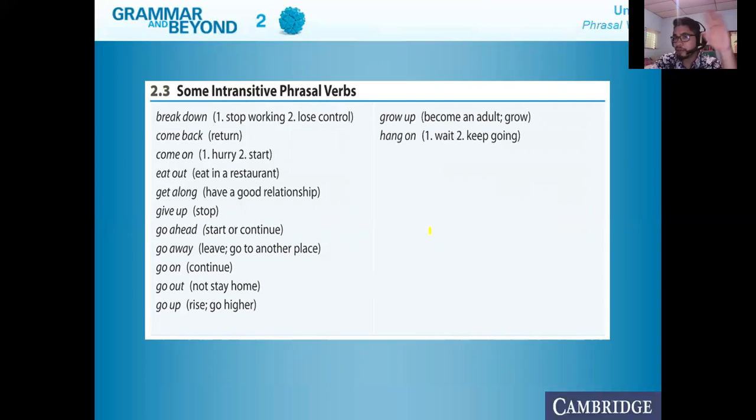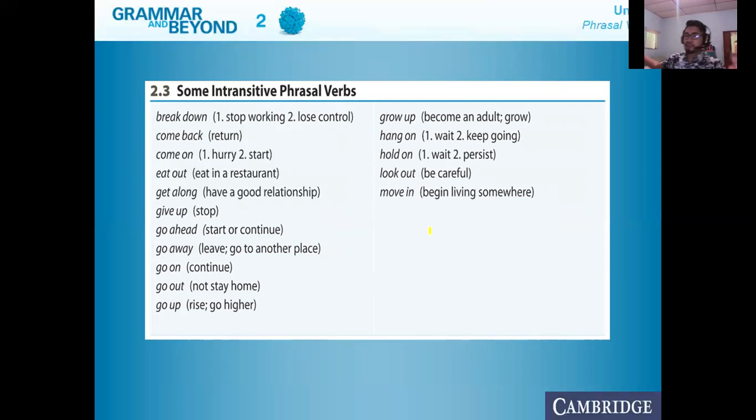Hang on is to wait or to keep on going. Hold on is to wait or to persist. Look out is to be careful. Move in is to be living somewhere. It's like when you take your things and you move to a different house, to a different country, to a different city, and then you take all your things with you.